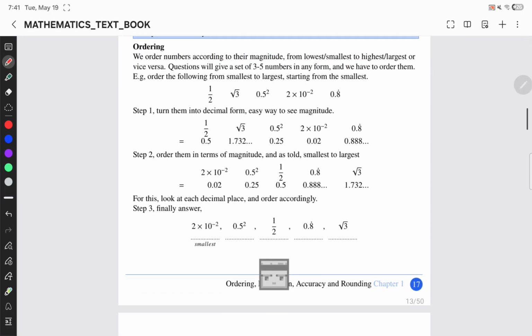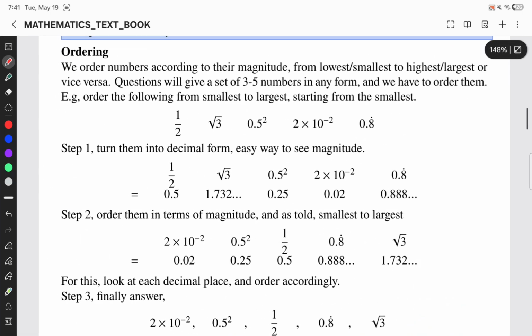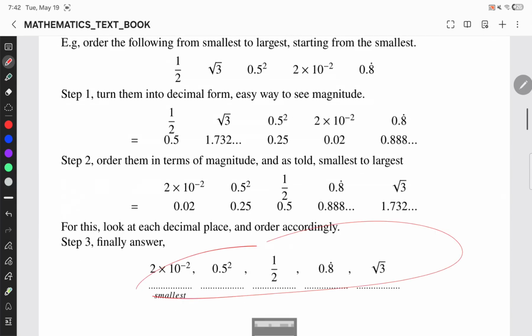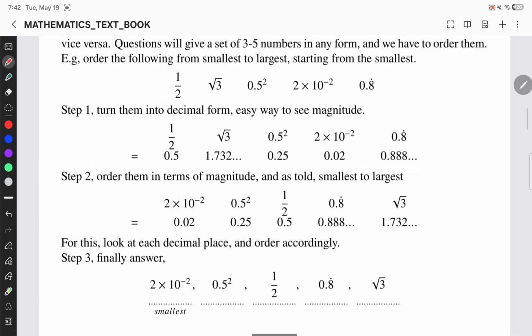Example, order the following from smallest to largest, starting from smallest. How do we do this? Okay, so the first step is to turn them into decimal form. You aren't going to look at this and say, yes, they are in this form because I just looked at them. No, people will question, how do you even do that?